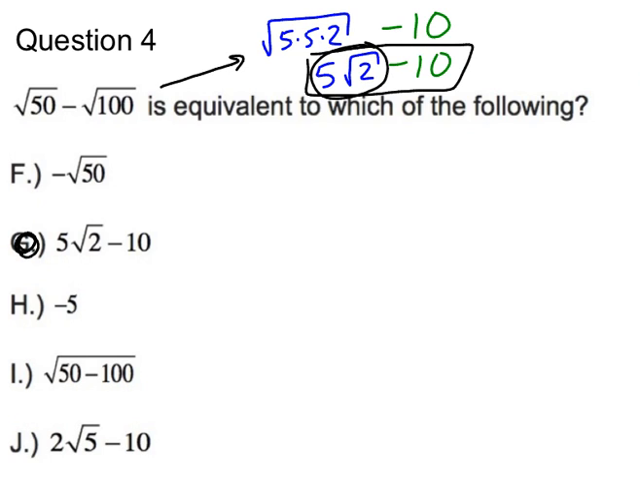Now let's say you didn't know how to do that, however. You could absolutely go through, plug the original into your calculator, get the decimal, and then go through and check each one until you get one that matched that. So clearly H wouldn't work when I plug in root 50 minus root 100 in my calculator, but I could check the others and see which one works. And it turns out to be 5 root 2 minus 10.